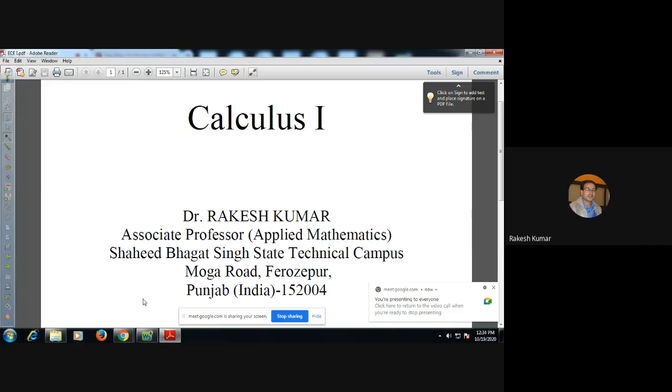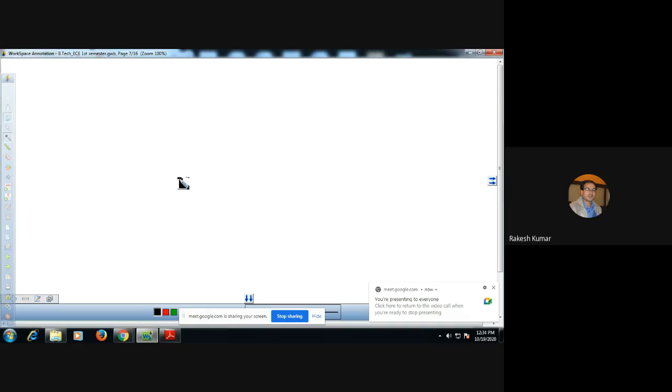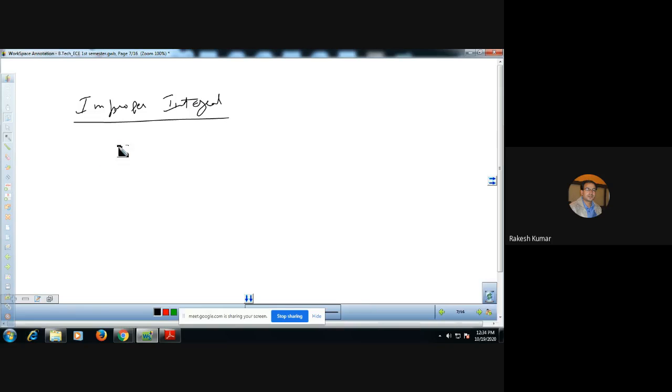So we are going to start the topic of calculus again, and under the heading of calculus, we are to do improper integral today. This is improper integral we are going to do. This is also a definite integral. I can give you the example.